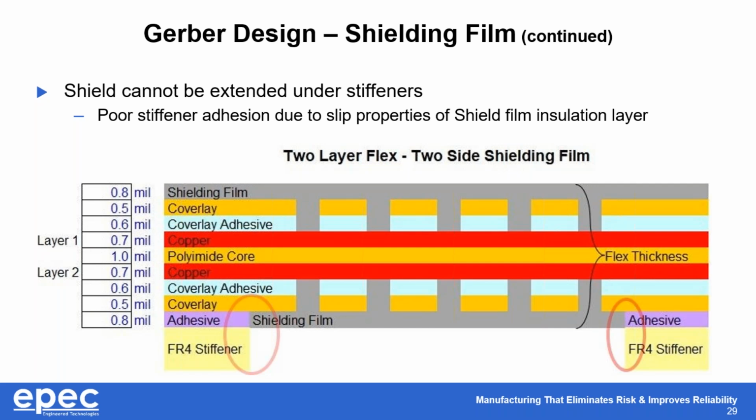In many cases, shielding can be added onto layer 2 in the form of a ground pour, specifically under the FR4 stiffener. The FR4 stiffener itself does provide a degree of shielding. We've done this and we've seen this in many, many, many designs, and I can't recall a customer ever coming back and saying, well, we've got an EMI problem and it's related to the shielding film not being present under the stiffeners.